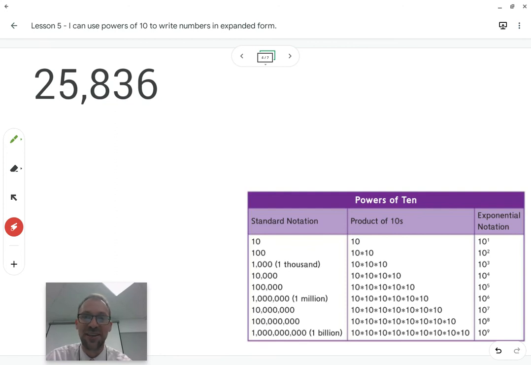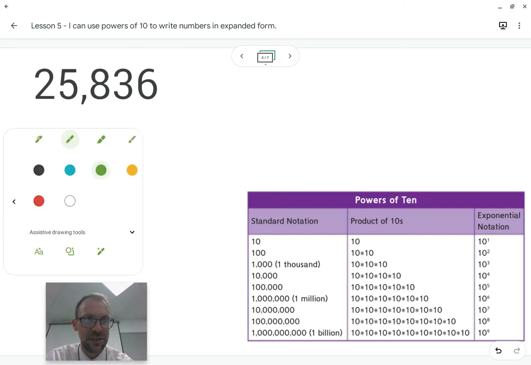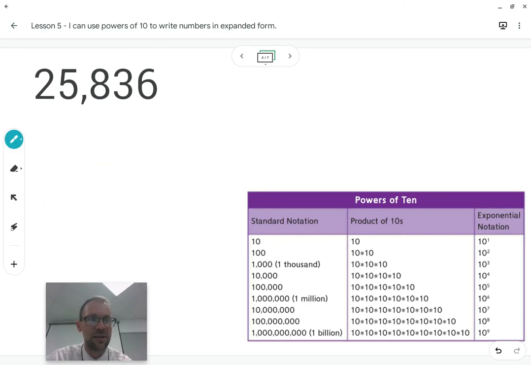All right. Welcome back. Let's do this. 2 in the 10,000 spot. Let's see. 2 in the 10,000 spot. That is 2 groups of 10,000. That's 20,000. So I'm going to come down here and let's see. 10,000. That's 2 groups of 10,000. That's 10 times 10 times 10 times 10. Oop, that's 10 to the 4th. So I'm going to write 2 times 10 to the 4th power.